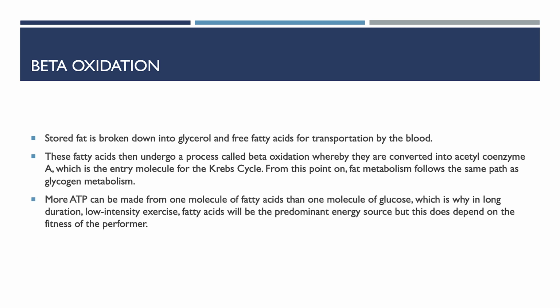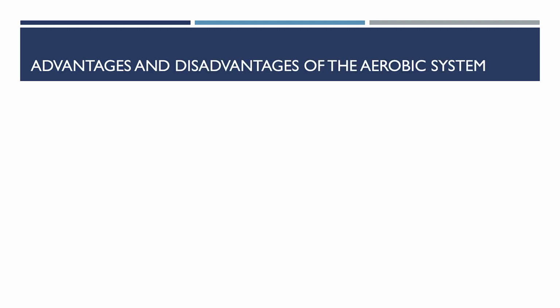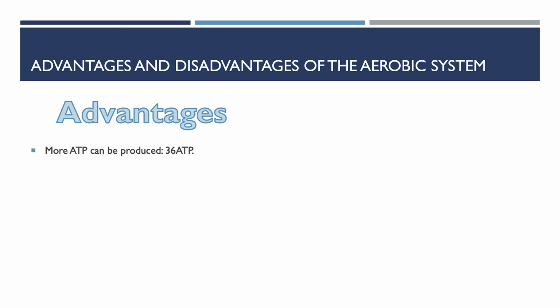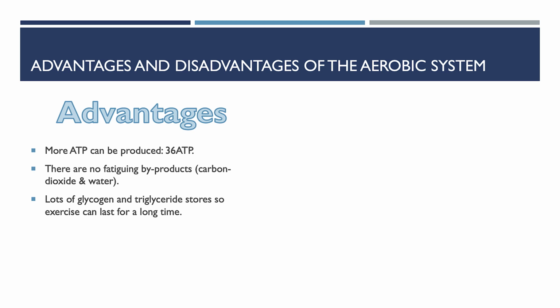More ATP can be made from 1 molecule of fatty acids than 1 molecule of glucose, which is why in long duration, low intensity exercise, fatty acids will be the predominant energy source, but this does depend on the fitness of the performer. Advantages and disadvantages of the aerobic system. More ATP can be produced, roughly about 36. There are no fatiguing byproducts. Lots of glycogen and triglyceride stores, so exercise can last for a long time.